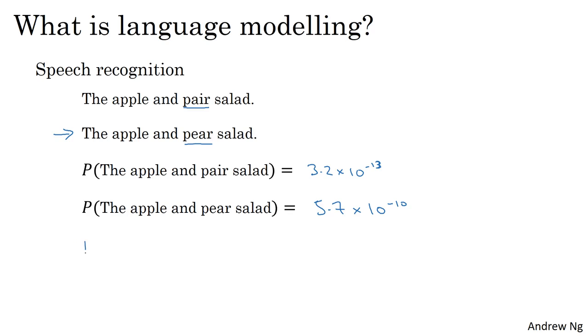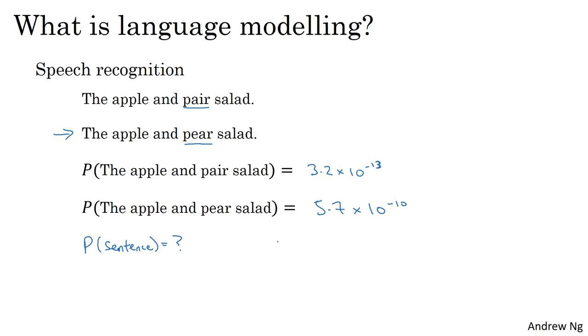So what a language model does is, given any sentence, its job is to tell you what is the probability of that particular sentence. And by probability of a sentence, I mean if you were to pick up a random newspaper, open a random email, or pick a random web page, or listen to the next thing a friend of yours says, what is the chance that the next sentence you read somewhere out there in the world will be a particular sentence, like the apple and pear salad? And this is a fundamental component for both speech recognition systems, as you've just seen, as well as for machine translation systems, where translation systems want to output only sentences that are likely.